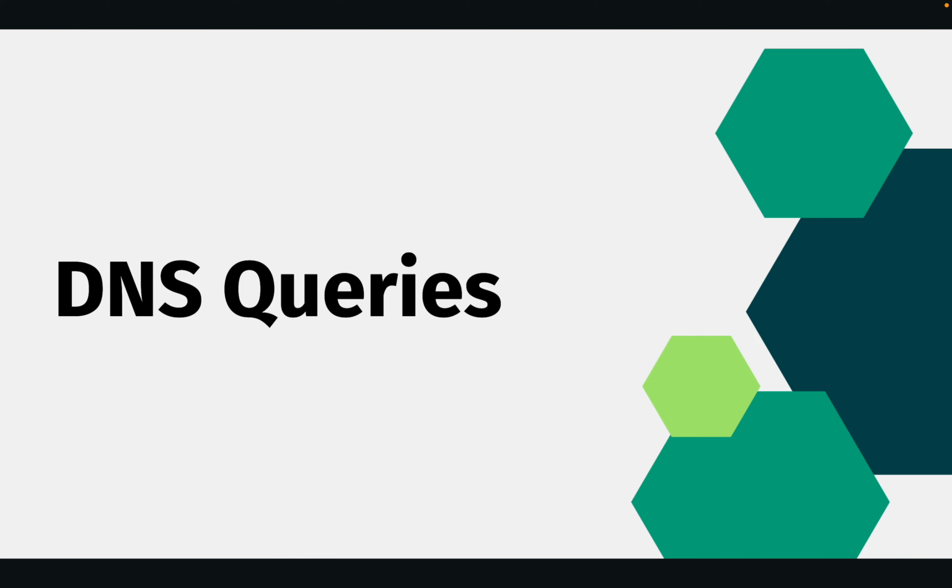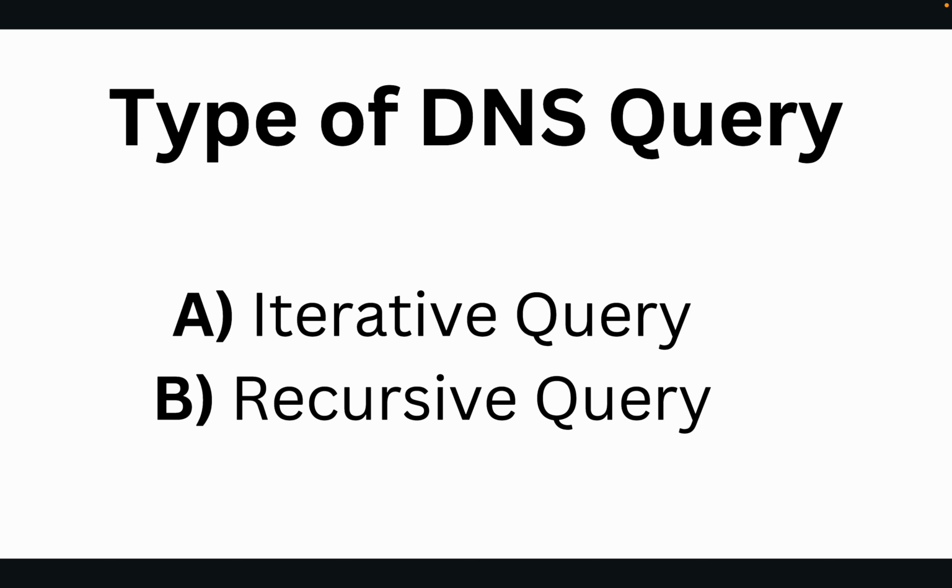DNS queries are the requests sent by a client to a DNS server to translate domain names into IP addresses, enabling the communication between the devices and the internet. There are basically two types of DNS queries, iterative query and the recursive query.